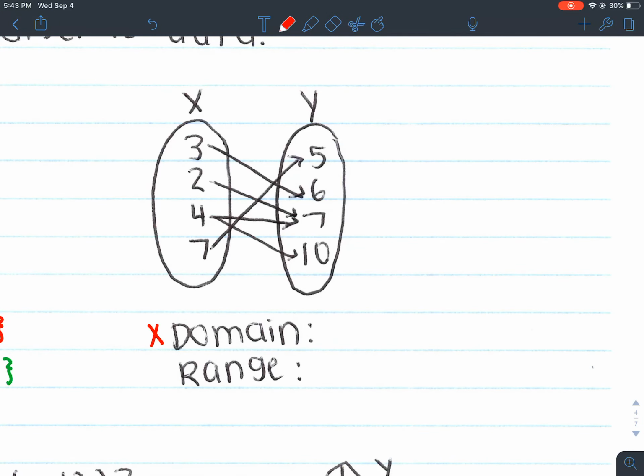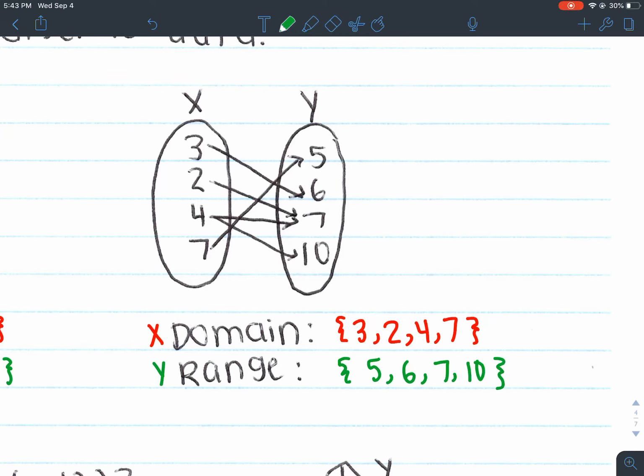All right, for the mapping diagram here, same thing. Domain is our x values, and we're going to list all of them. We have 3, 2, 4, and 7. For our range, we have 5, 6, 7, and 10. No, it doesn't matter the order. If you want to do least to greatest, sure, go ahead.